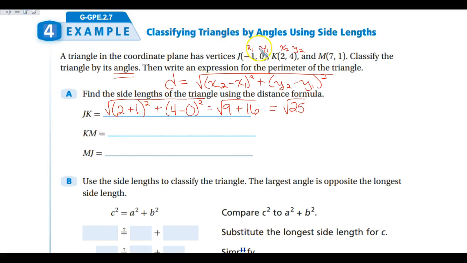All right, next we're going to look at KM. So K is x2, y2, and I'm going to write M as x1, y1. So here we go again. My x2 is 2 minus my x1, which is 7, quantity squared, plus my y2, which is 4, minus my y1, which is 1. So 2 minus 7 is -5, squared is 25. 4 minus 1 is 3, squared is 9. This is going to give me the square root of 34.